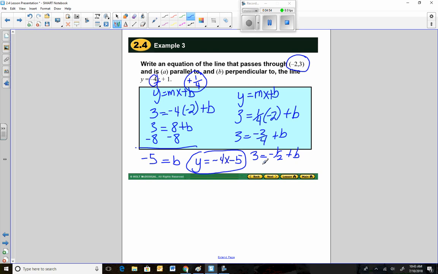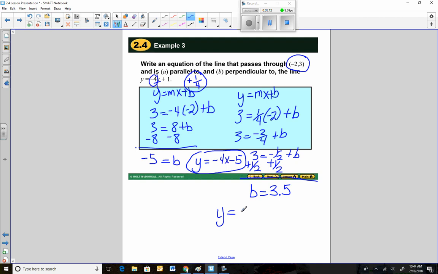That means we have to add a half to this side. Add a half to this side so we can get the b by itself. b equals, what's 3 plus a half? Well, 3 1/2. We could write that as 3.5. And now let's write our equation.